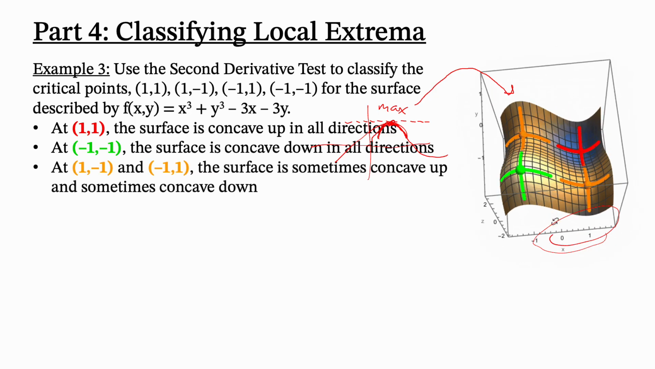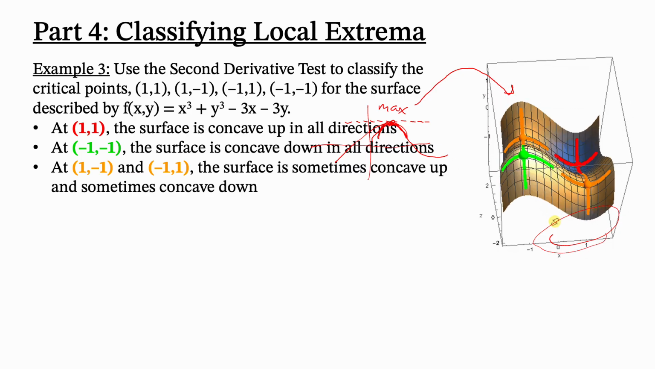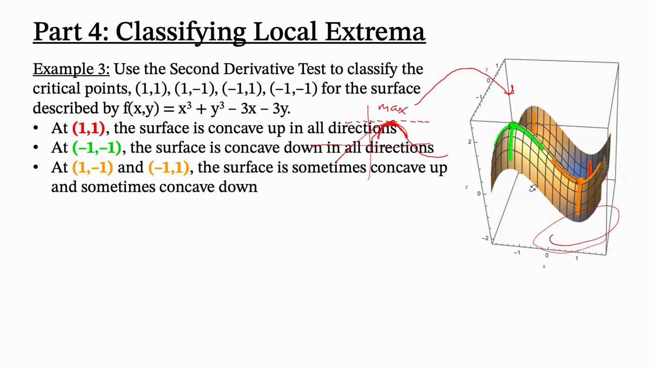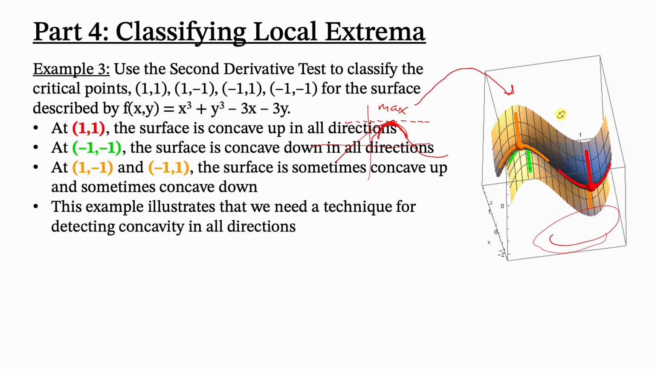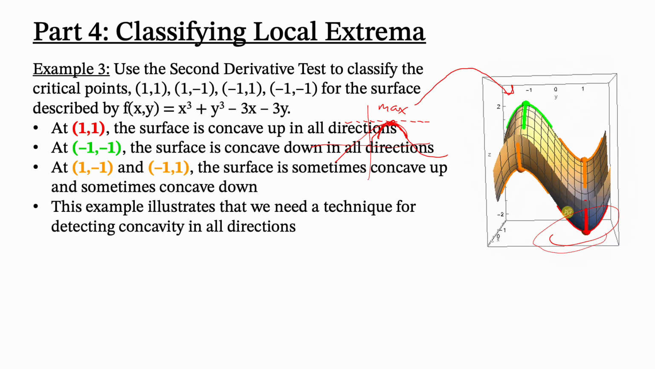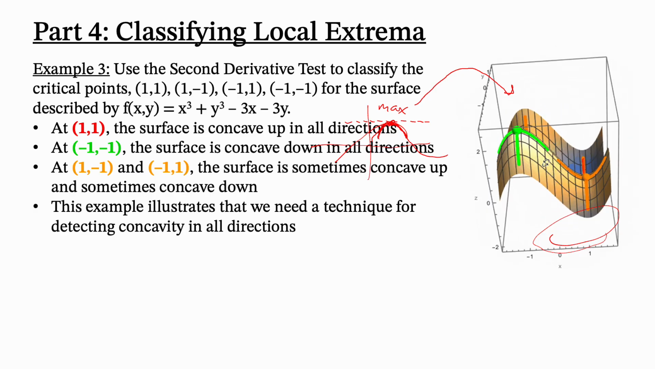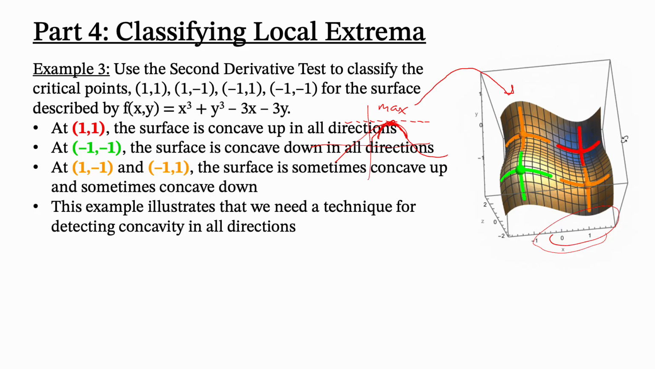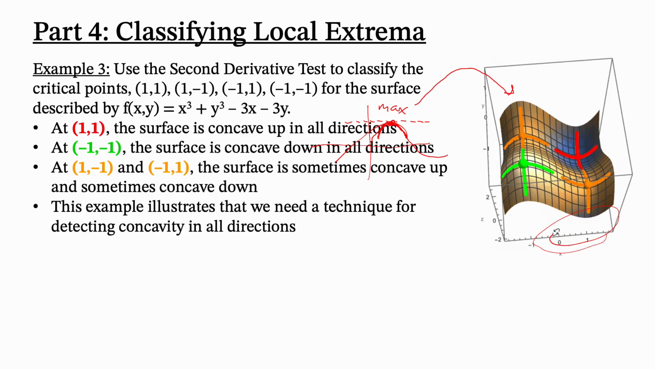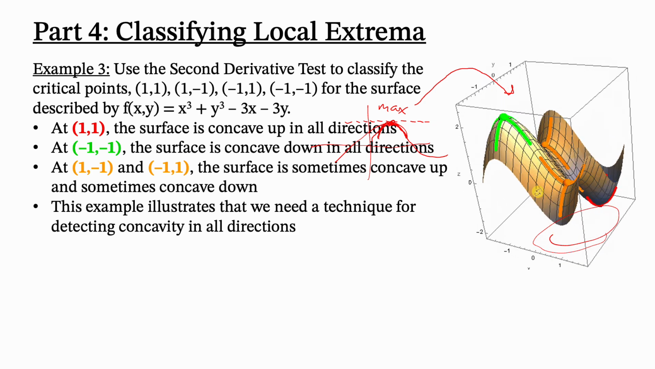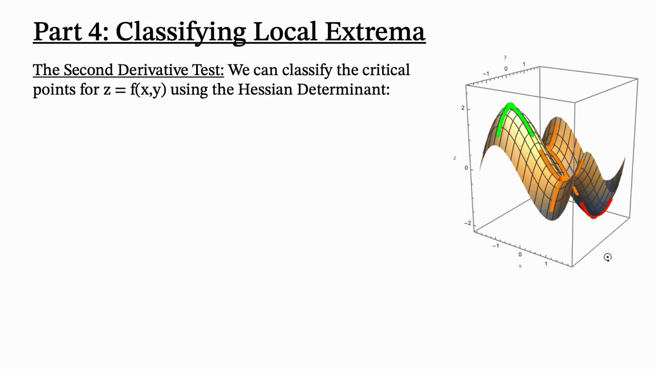And then if we have disagreement between those concavities, sometimes concave up, sometimes concave down, that's going to be one of those saddle points where it's neither a max nor a min. So we need a technique for detecting this concavity, and we need that concavity to be detected in all directions. It's not enough to just take one slice of our surface and say, oh, we're concave up in this slice, and so therefore we have a minimum. No, we need to look at all 360 degrees of concavity that we could have.